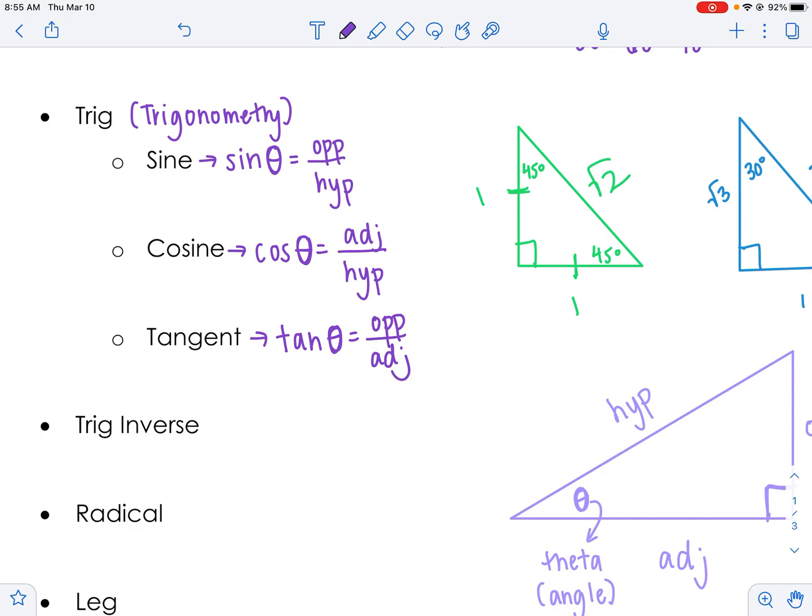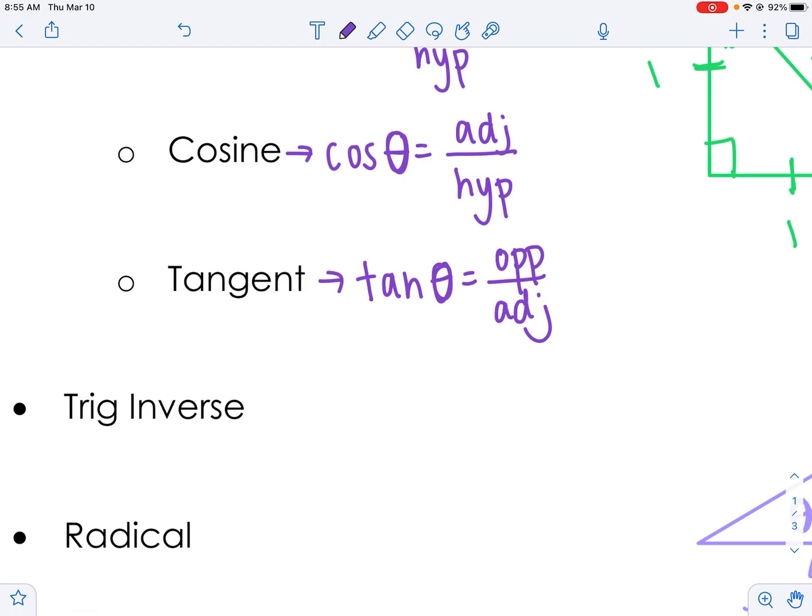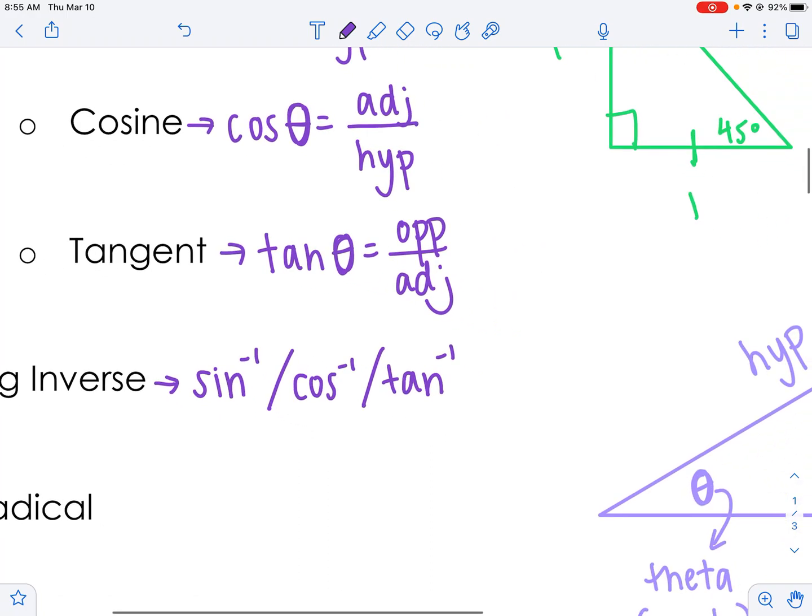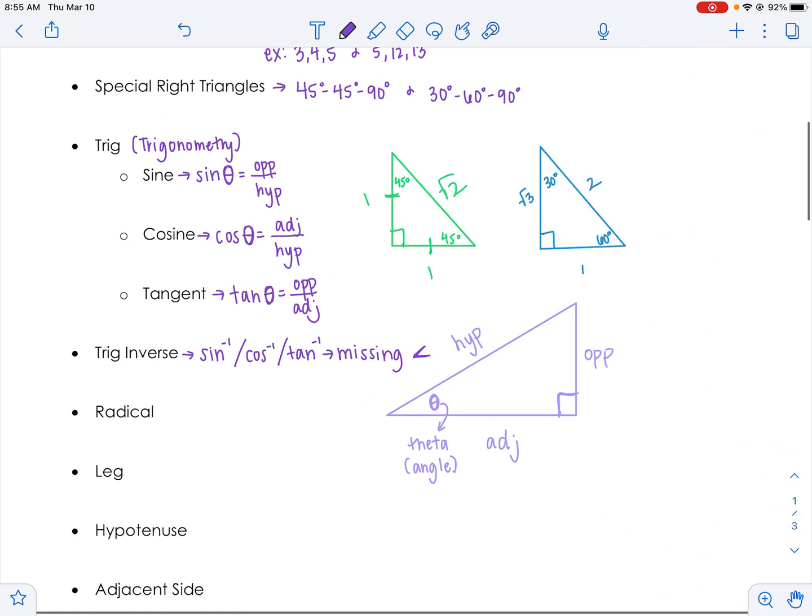Now, when we talk about trig, we'll talk about this thing called trig inverse as well. Trig inverse is the buttons on the calculator that look like this. It's like sine with the -1, or cosine with the -1, or tangent with the -1. Those formulas help you find a missing angle. So I use trig inverse if I'm missing an angle. So just be aware when we get into trig that those two buttons on the calculator are going to be a little bit different.